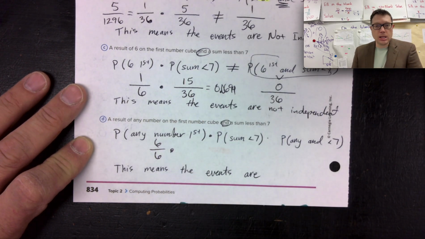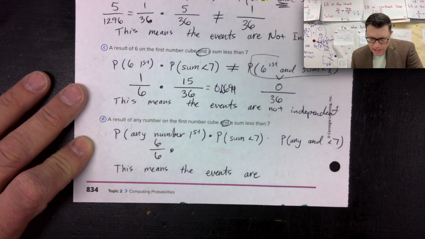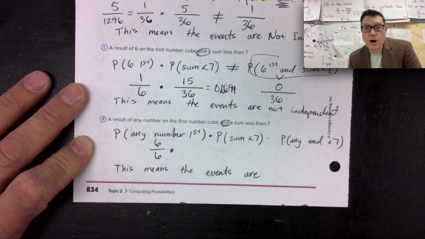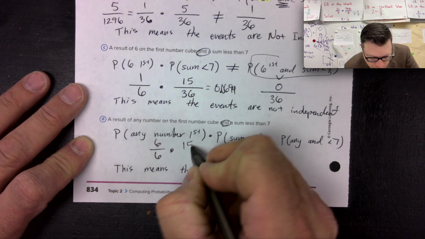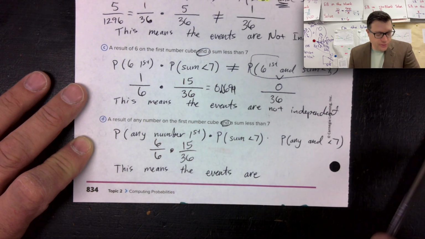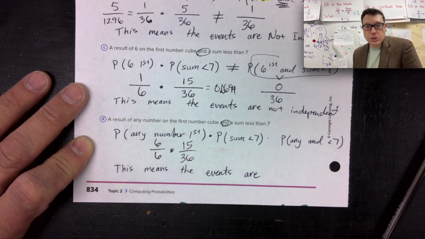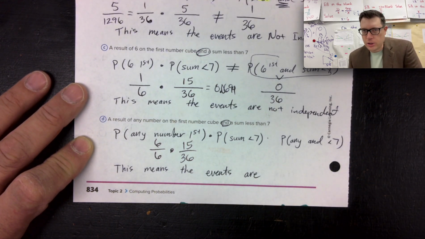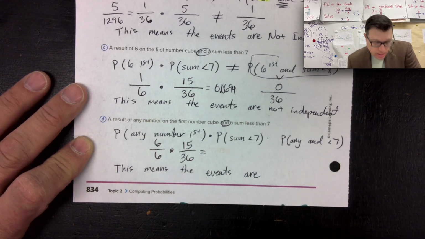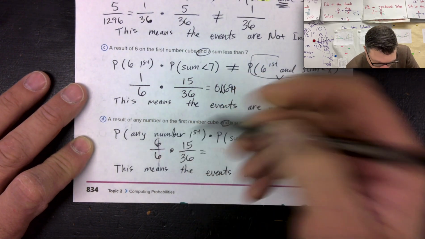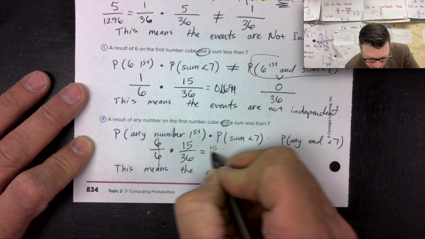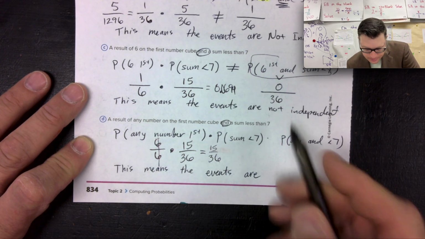Times a sum less than 7. We already know that a sum less than 7, there are 15 of them. That's the nice thing with these questions. So we don't have to keep hunting for further structures or probabilities, but they're there. You should have that skill in mind. 6 over 6, 1. So this is really 15 over 36.